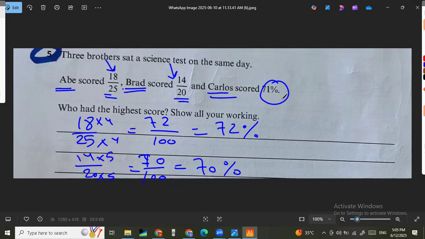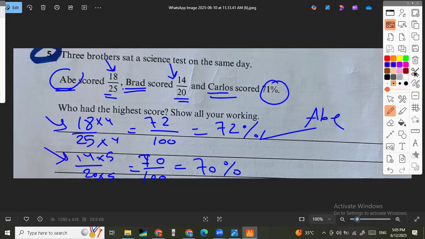Which one got the highest score? Is it Carlos who got 71? No. Is it Brad or Abe? I don't know actually how to say his name, but whatever. No, the highest one actually was Abe, the one who got 72%, 18 out of 25. So it is Abe. And you must show your working just exactly like what we've done over here. All right, next question.